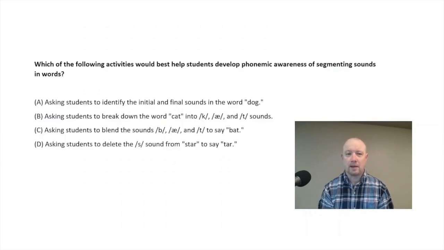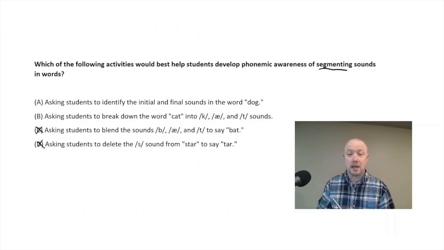Which of the following activities would best help students develop phonemic awareness of segmenting sounds in words? All right, so we're focusing on segmenting. All right, so when we look at our choices here, choice C has us asking students to blend. So blending sounds is combining, so I'm going to eliminate that. Choice D is deleting the S sound from star to say tar. We're going to eliminate that choice.